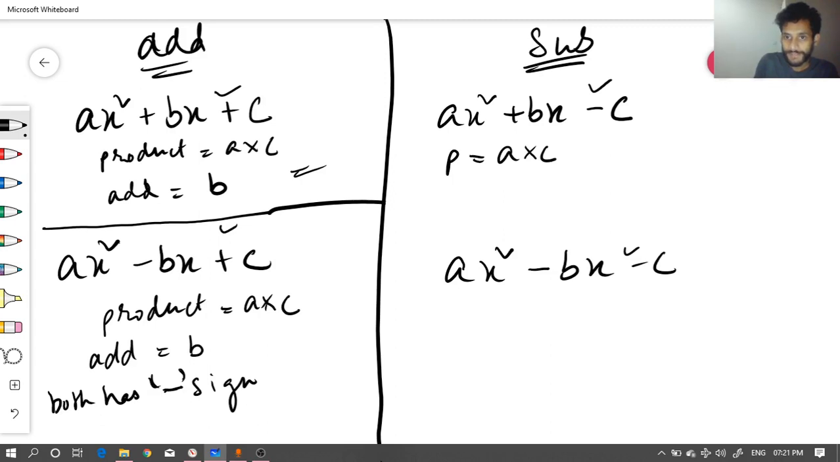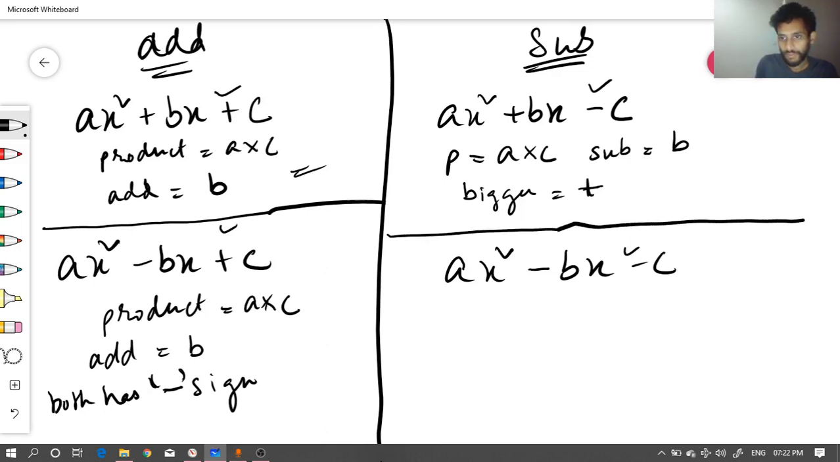In this part product is equal to a into c, and subtraction is equal to b. Now the bigger one has the bigger sign. Here the bigger will have plus sign. Of the two numbers whose subtraction is b, the bigger number will have plus sign. So it is easy there. Just keep the points in mind. This is the first, this is the second, this is the third, and this is the fourth. We have already done it. Just check it out.